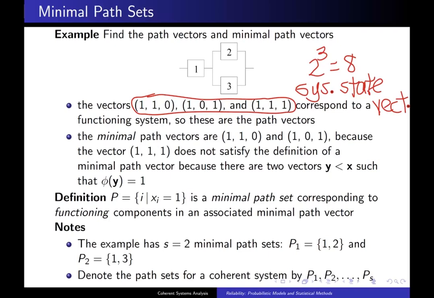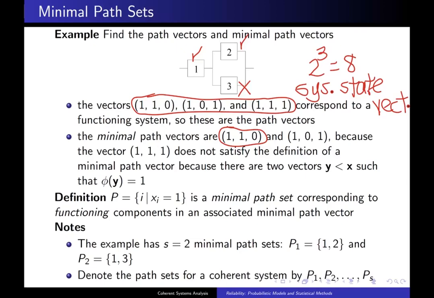The minimal path vectors in this case are 1, 1, 0, and 1, 0, 1. Let's take a look at this one right here. What does 1, 1, 0 mean? That means this component is operating, this component is operating, and this component has failed. That particular system state is right on the edge, isn't it? Because if components 1 or 2 fail, then the system comes down. So those are min path vectors.